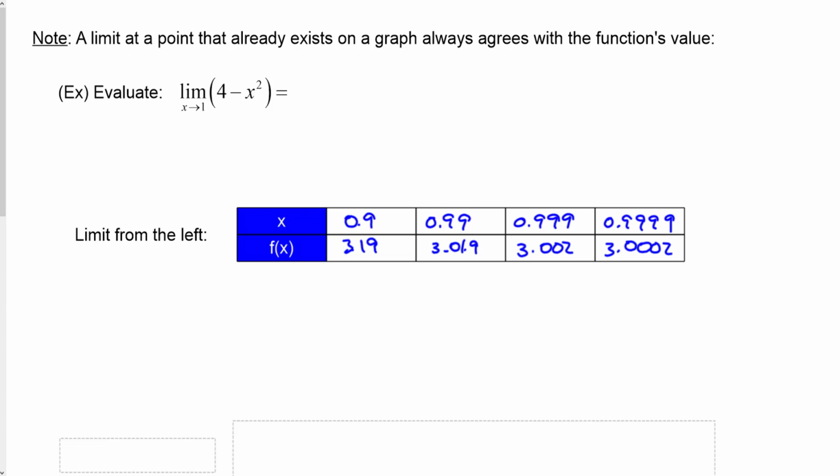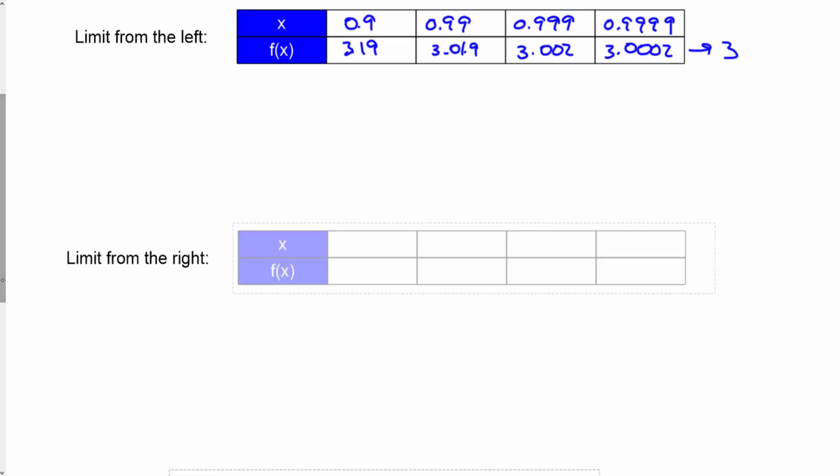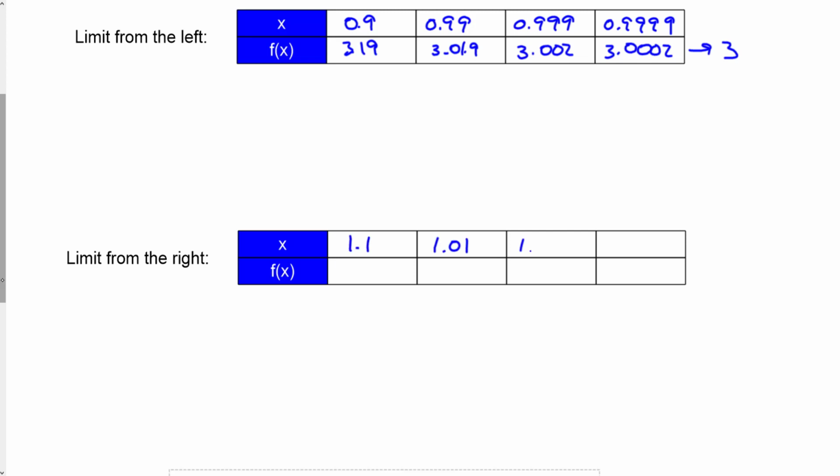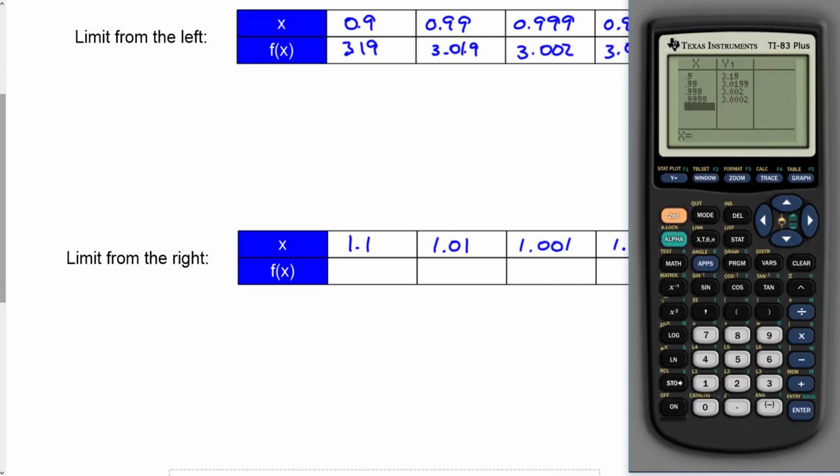All right, so the limit from the left is 3, and then the limit from the right, if we work that through, we would start with values slightly larger than 1. So that would be 1.1, 1.01, 1.001, 1.0001. And those values you can get straight from the calculator as well.